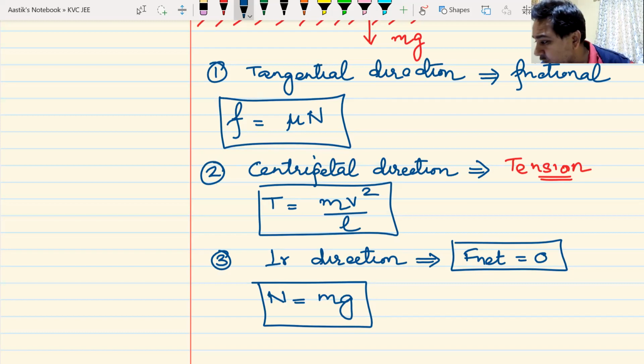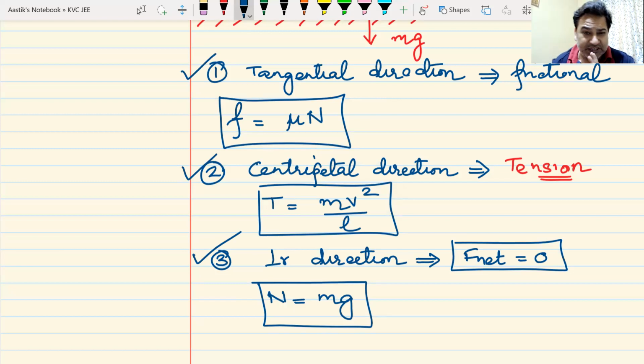Tangential direction, there was only one force, frictional force. Centripetal direction, there was only one force, tension force. In the perpendicular direction, forces must equate. These are the three lovely equations that we have made, and that has made our life pretty simple. We have changed nothing. We are doing the same thing that we do in the chapter Newton's laws of motion. There, one direction was this, other direction was this. Here, three directions: tangential, centripetal, and perpendicular. Do we understand this?